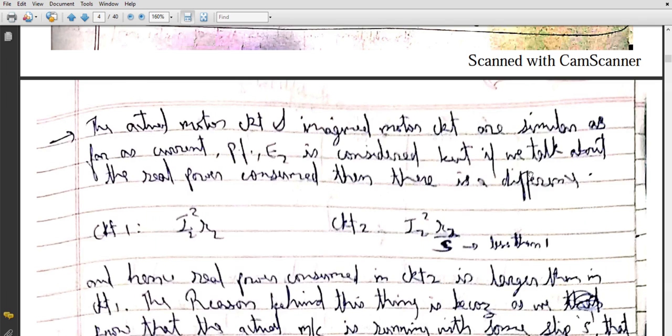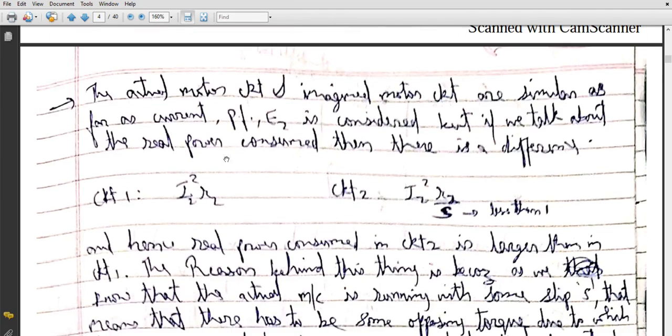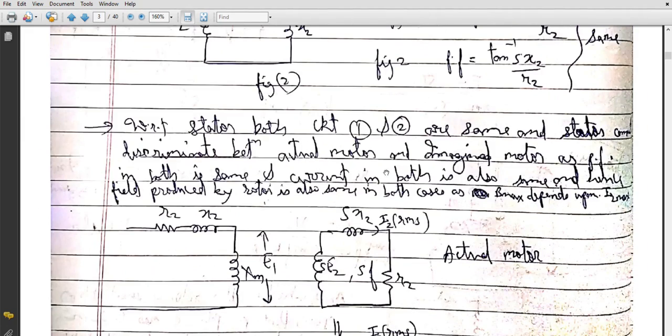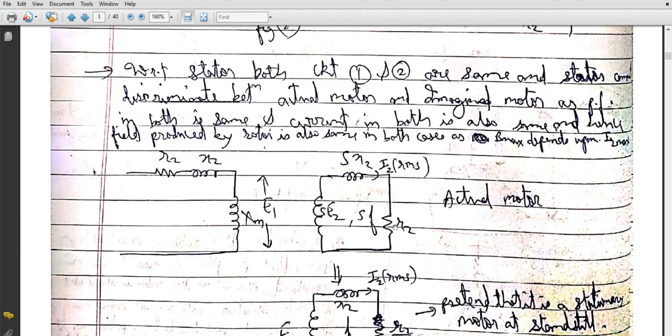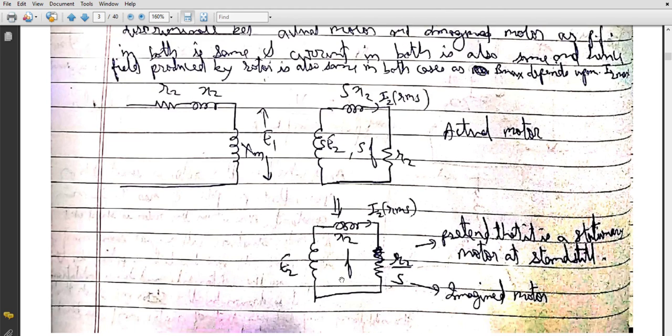But what about the real power? Is there a difference in the real power? So we'll see. What is the real power consumed in this circuit? The real power will be consumed only by the resistance in this circuit. If the current is I2, then I2 squared into R2 is the real power consumed by this circuit. I squared R is the real power consumed. Now what will be the real power consumed in this circuit?